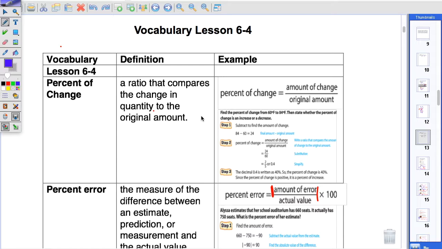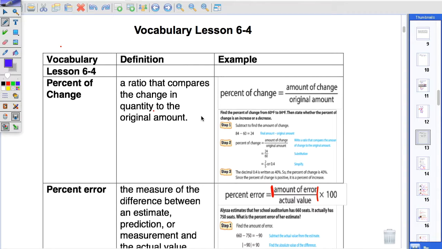This is the vocabulary for lesson 6-4, and our first word is percent of change. The definition is a ratio that compares the change in quantity to the original amount. My examples to go along with it, I have a formula. The percent of change is equal to the amount of change divided by the original amount.